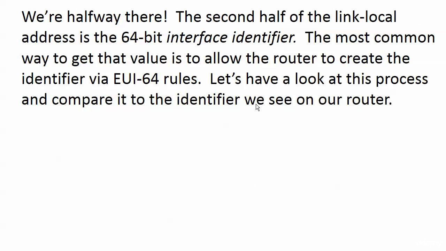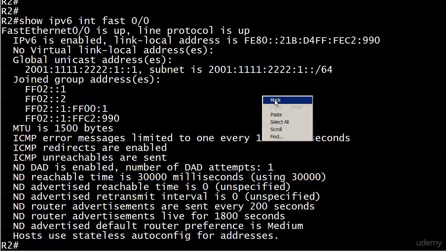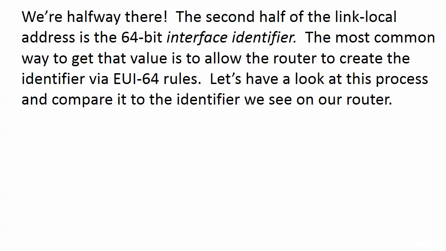Now we are halfway there, because if we take a look at our link local address, we see FE80 right there at the beginning and zero compression right after it. We see 5 blocks overall. So we know that the zero compression is representing 3 blocks. So far the theory holds up because the link local address is FE80 followed by 3 blocks of zeros. So far everything is beautiful.